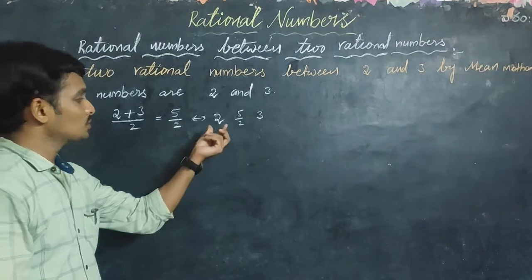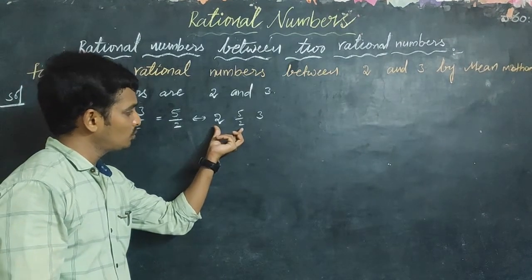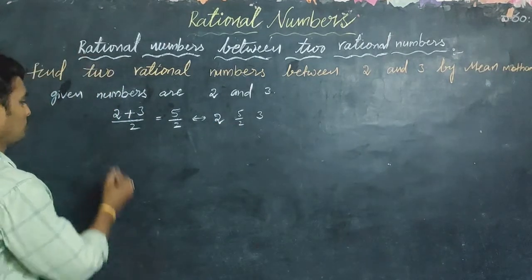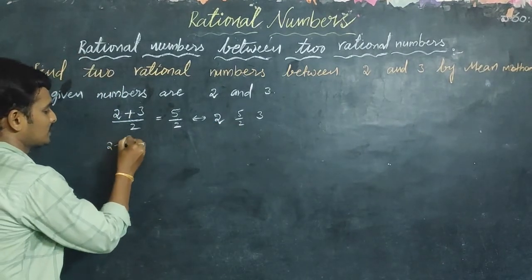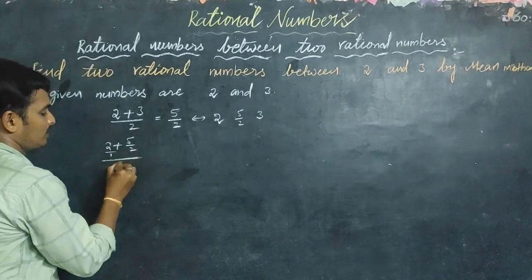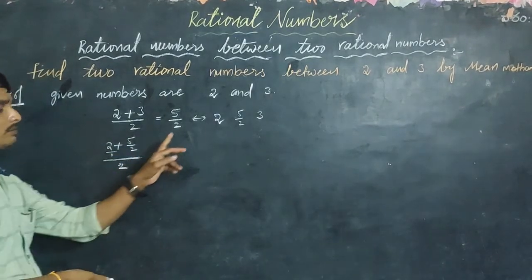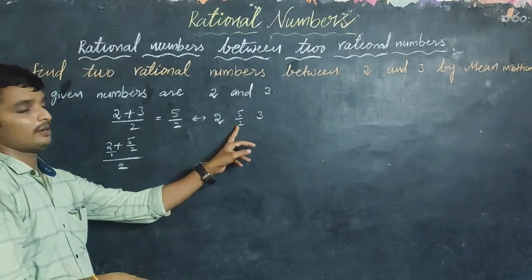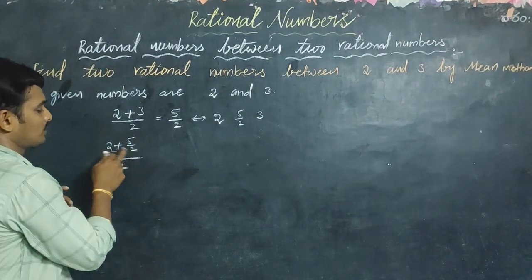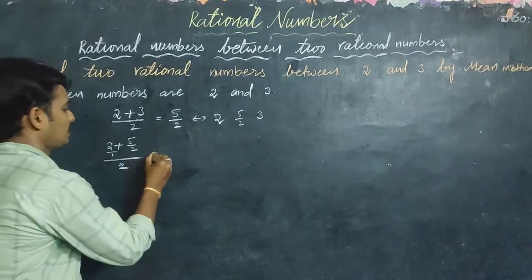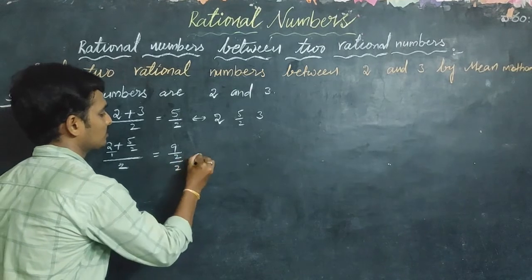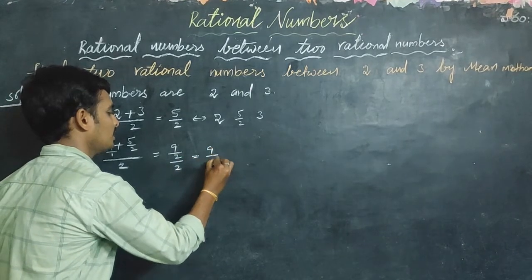They are asking for two. So again we can find the mean of 2 and 5 by 2. Now I am doing 2 plus 5 by 2, over 2. This is the sum of all observations, 2 plus 5 by 2, by the number of observations, which is 2. Cross multiplying, 2 times 2 is 4, 4 plus 5 is 9. So 9 by 2 by 2 is equal to 9 by 4.